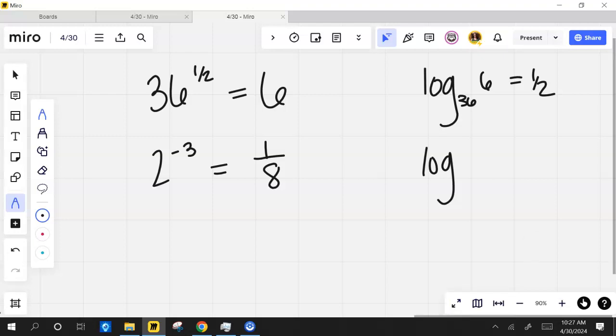Log base what? 2 of equals. Remember, logs are exponents, so logs always equal exponents. All right.